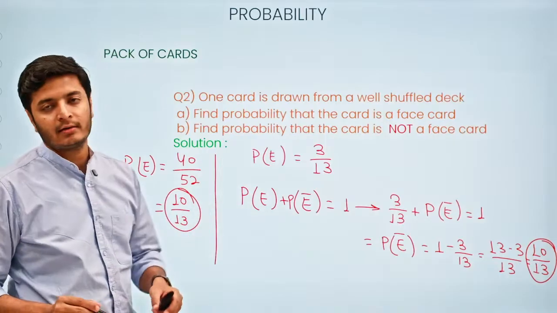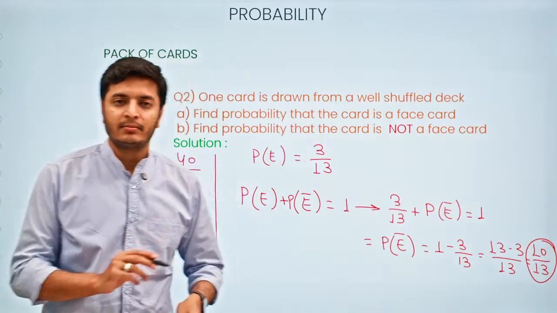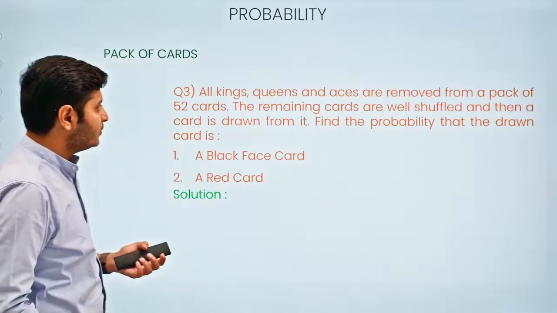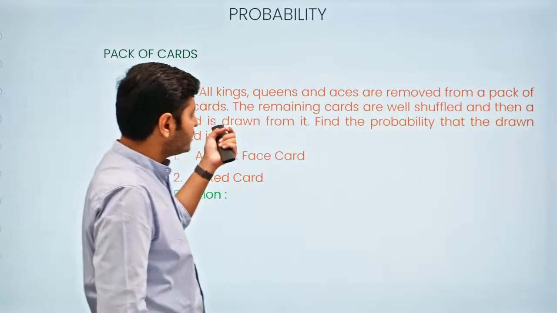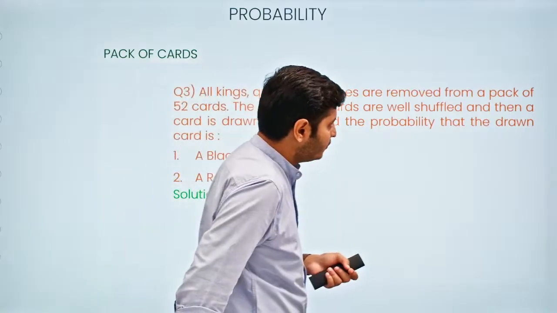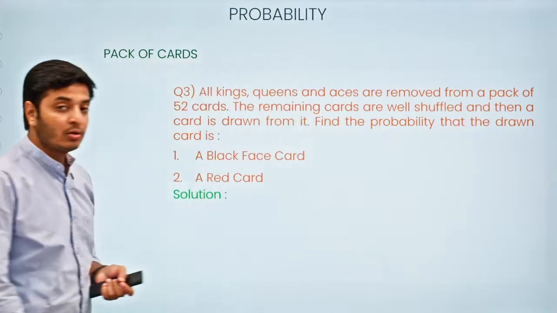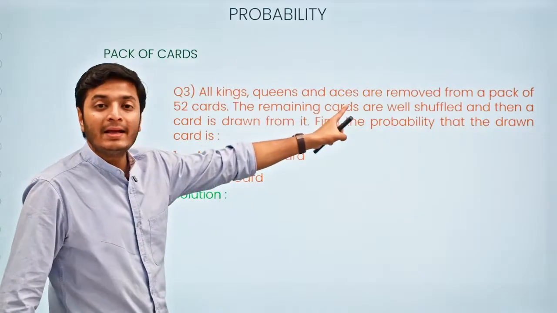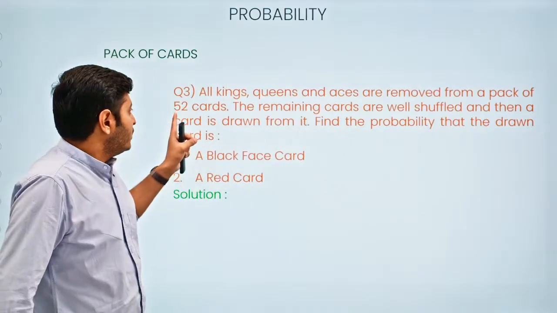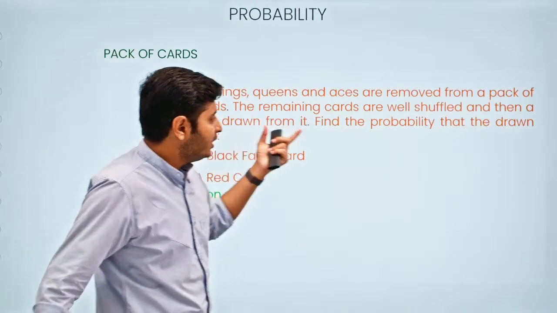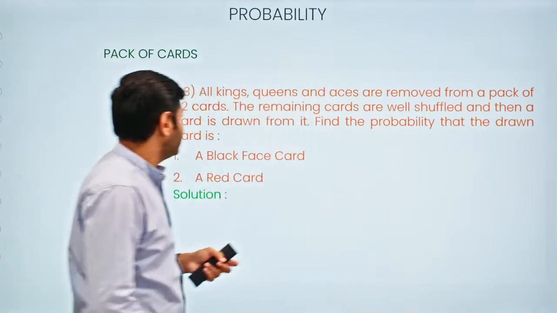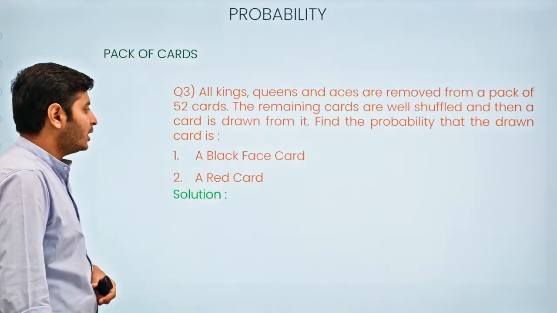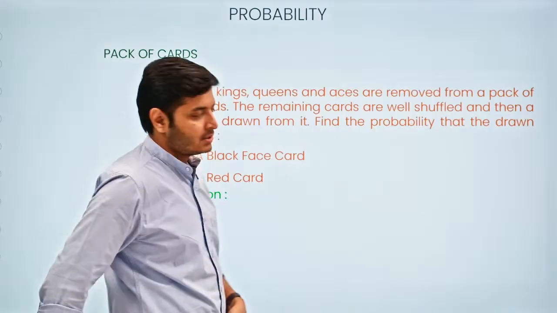Same answer we are gonna get. There are two ways. Now, third one. In this problem, all kings, queens and aces are removed from a pack of 52 cards. Okay, we are removing all kings, queens and aces from a pack of 52 cards. The remaining cards are well shuffled and then a card is drawn from it. Find the probability that the drawn card is a black face card.